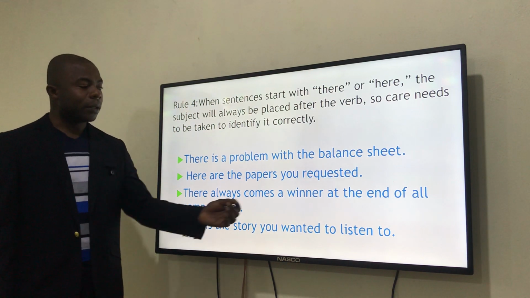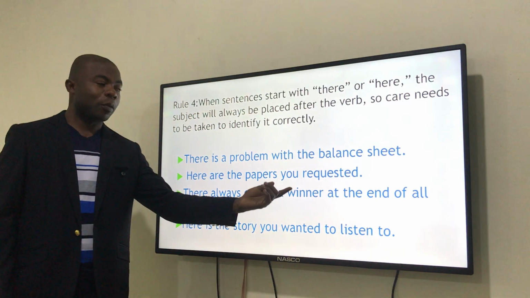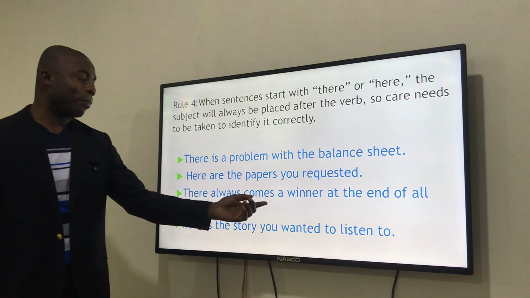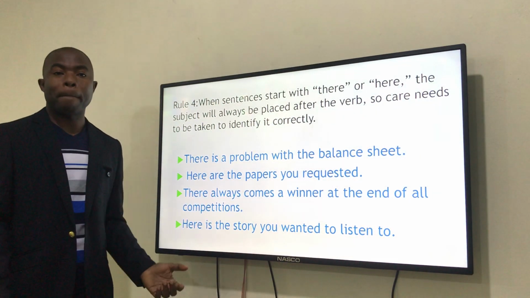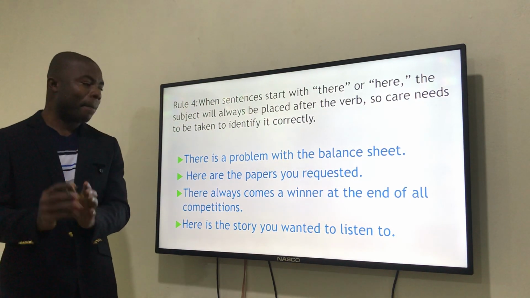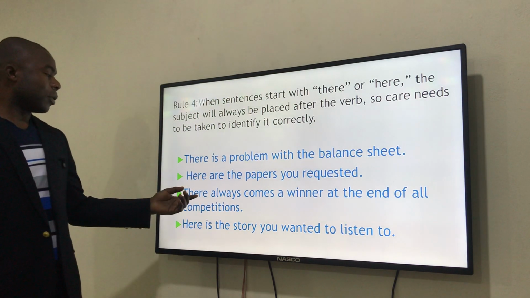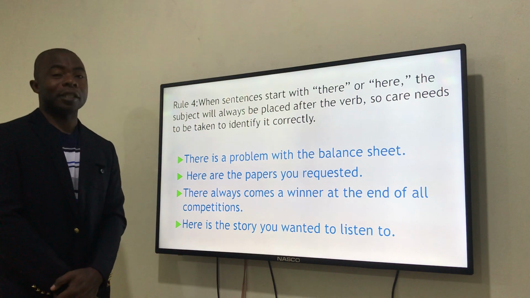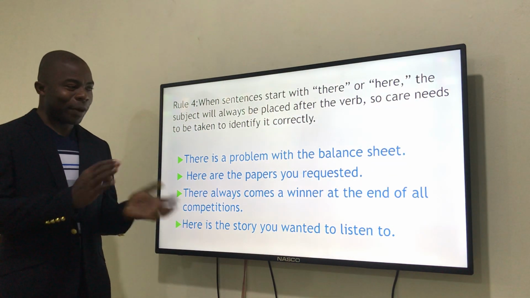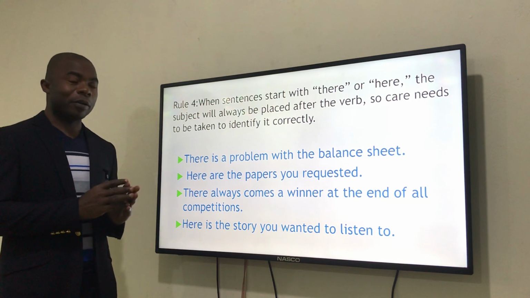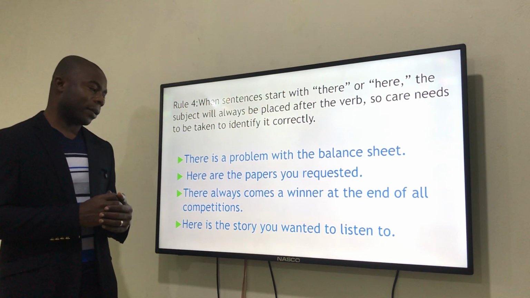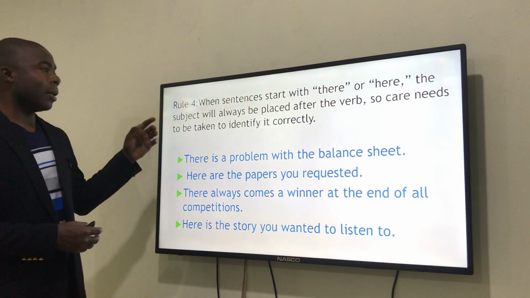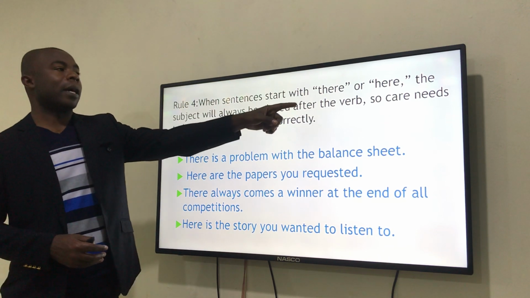Suppose this were plural, winners, then automatically the verb over here wouldn't be "comes." The verb will be "come," not "comes." So there always come winners at the end of all competitions, it would read. So either way, you make sure that the verb agrees with the subject that comes after it in the areas where we use there or here.